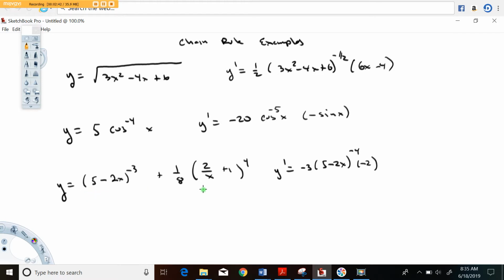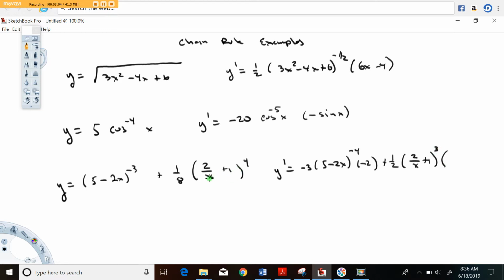Now that's just the first half of this. We also have this to deal with. The inner function is this 2 over x plus 1. The outer function is a power function, something to the 4th power. So we're going to differentiate the outer function first. So you bring down the 4. That's going to make this a 1/2 times this quantity in the parentheses to the 3rd power.